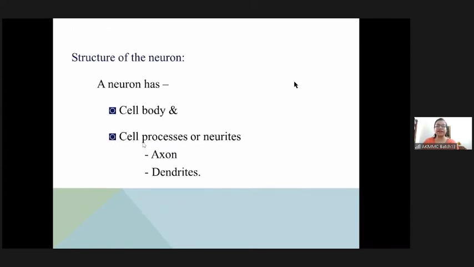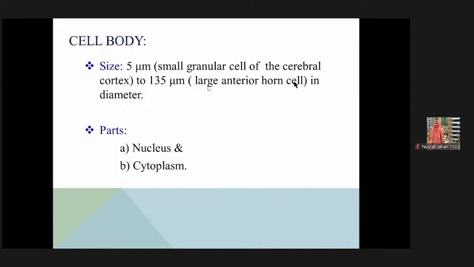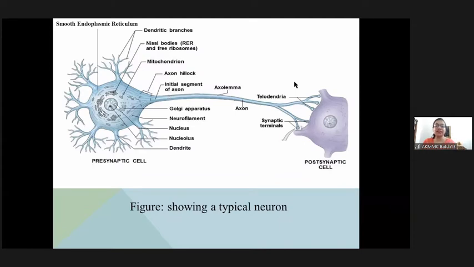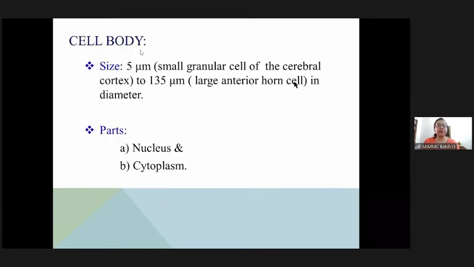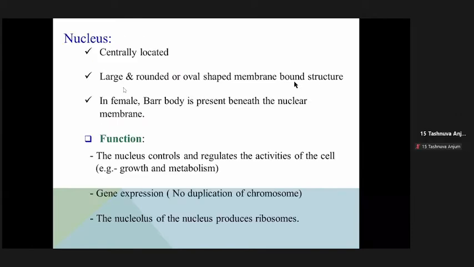Cell body and cell processes. Okay. Now, the cell body. What will be the size of the cell body, is it constant? No, the size of the cell body will vary. It may be from 5 micron up to 135 micron. Okay, and we'll find here the nucleus.